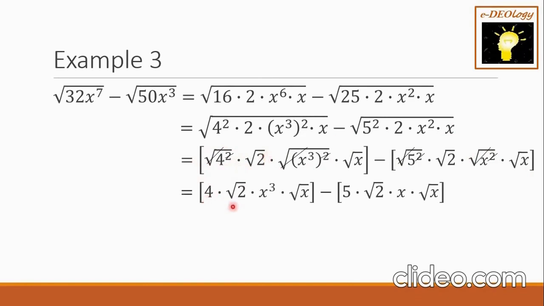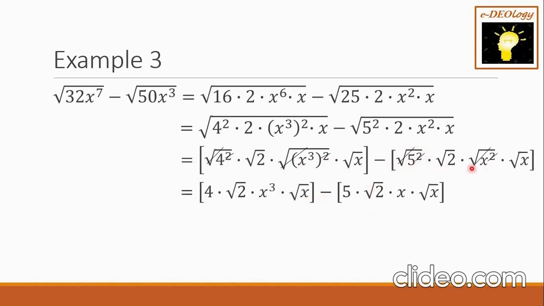I will copy here. For this expression, I will cancel the radical sign along with the power 2. Only x cubed will come down. For the square root of x, there is no change. Then minus. For the second group, for the first term, I'm going to cancel the radical sign with the power 2. Only the base 5 will come down. The square root of 2, we just copy down here.